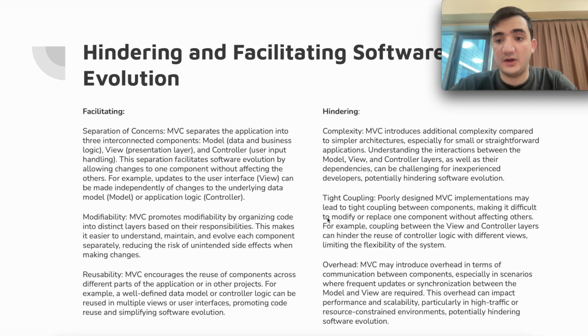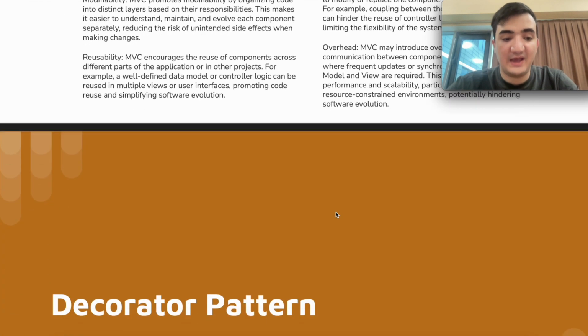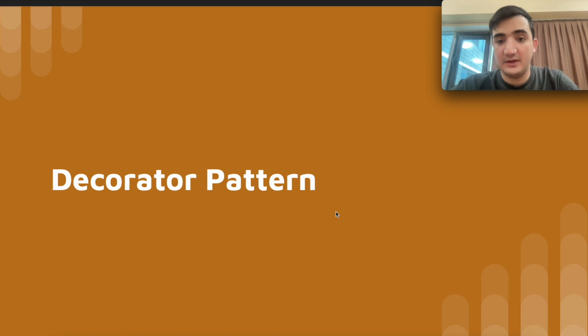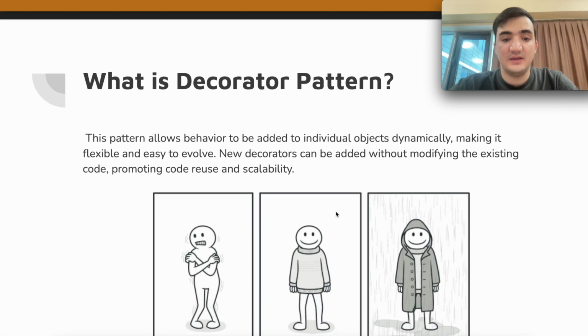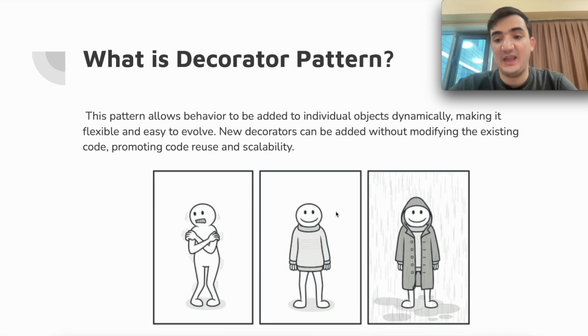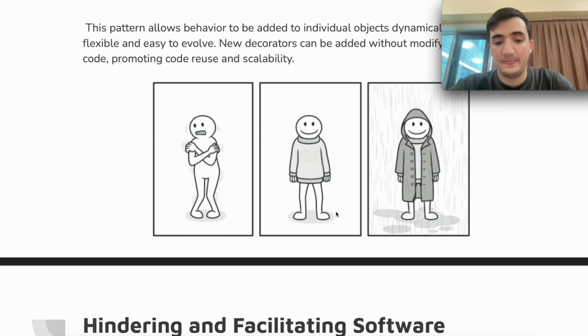And now let's take a look at our final pattern, which is the decorator pattern. So again, we ask, what is a decorator pattern? So this pattern allows behavior to be added to individual objects dynamically. So it makes it flexible and easy to evolve, and you can add new decorators without modifying existing code. So for example, it's like putting on a sweater or putting on a coat. You don't change the existing thing, but you just put something over it.